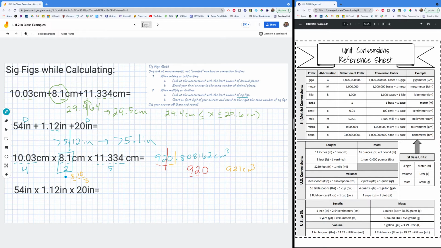So let's do the next one. 54 times 1.12 times 20. That gets us an answer of 1,209.6 inches cubed. Remember, we're looking for sig figs on this one. So here we have 54, that's 2 sig figs. 1.12, that's 3 sig figs. 20, remember, trailing zeros at the end of a whole number are not significant, so that is just 1 sig fig. That means we're going to cut this off after 1 digit from the left. And we're going to round from there. So we could call this 1,000 inches cubed.